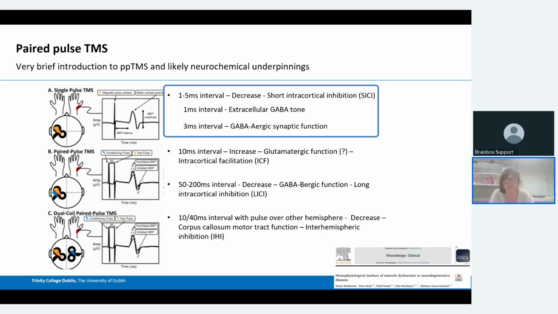Now, various pharmacological studies and other types of studies have indicated that within that window of using 1, 2, 3, 4, or 5 milliseconds, there's actually inhibition caused by different physiology. So it seems like when we use the lower end of that scale, about 1 millisecond, what we're eliciting is inhibition that's to do with the extracellular tonic GABAergic activity. Whereas if we're looking at an interstimulus interval of about 2-3 milliseconds, this inhibitory effect is due to synaptic inhibition via the GABA A receptors.